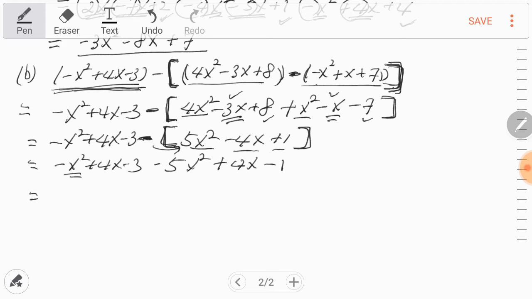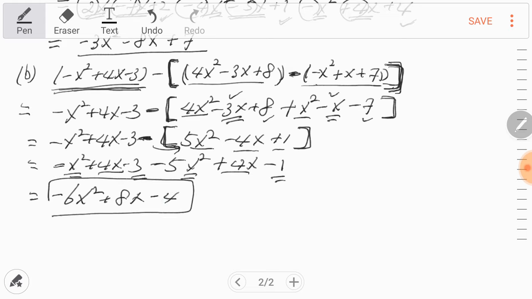There are two x squared terms, so negative 1 minus 5 is negative 6x squared. Okay, there are also two x terms, 4x plus 4x is 8x. And constant term is negative 3 minus 1, so negative 4. So this is the simplified polynomial.